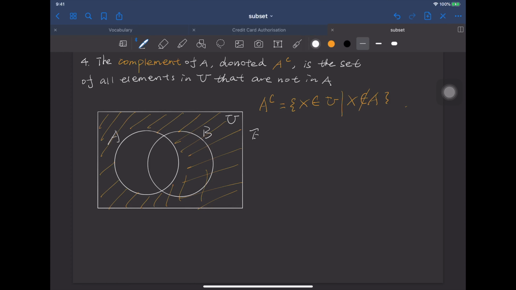Let's look at an example here. If we have a universal set which has elements 1, 2, 3, 4, 5, and the set A has the elements 2 and 5, then what's the complement of A? We consider all elements of the universal set except 2 and 5. So it becomes 1, 3, 4.